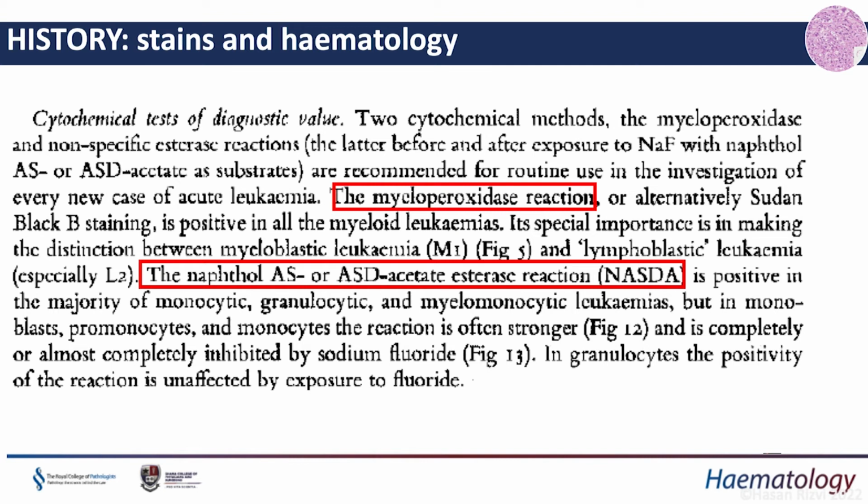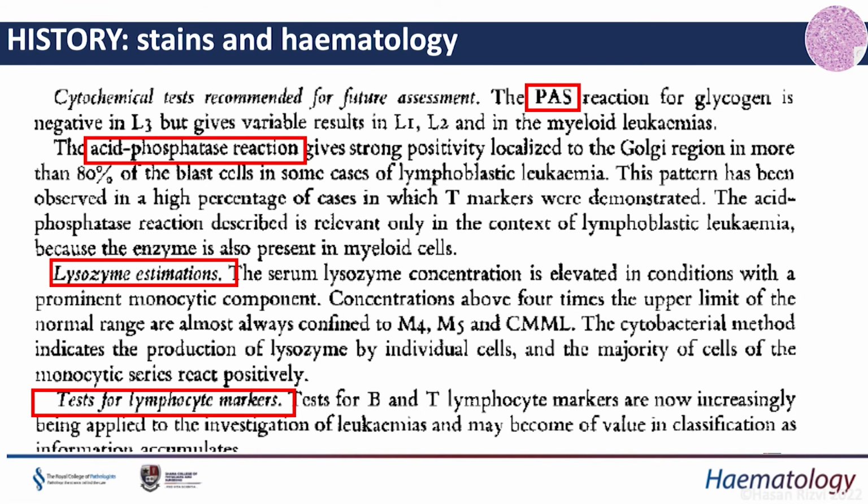And in fact, this is the paragraph which covers the cytochemical tests of diagnostic value in leukemias. The only two stains they mention are the myeloperoxidase and the NASDA, or the naphthol acetate esterase reaction for monocytic leukemias. They also talked about some other stains which were recommendations, like the PAS stain, acid phosphatase, lysozyme, and some lymphocyte markers, but not mentioned which ones.